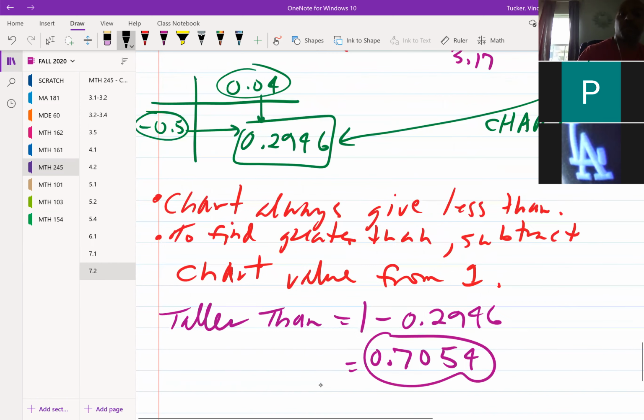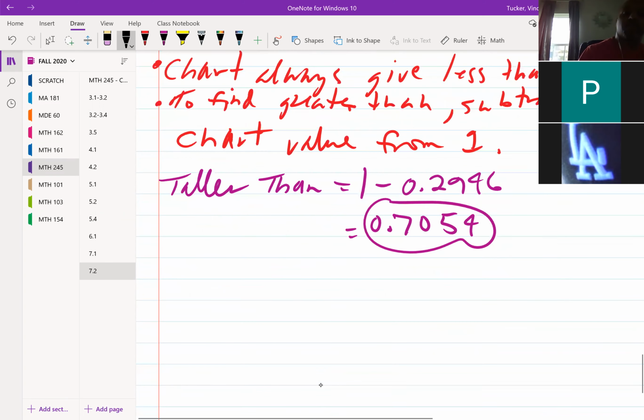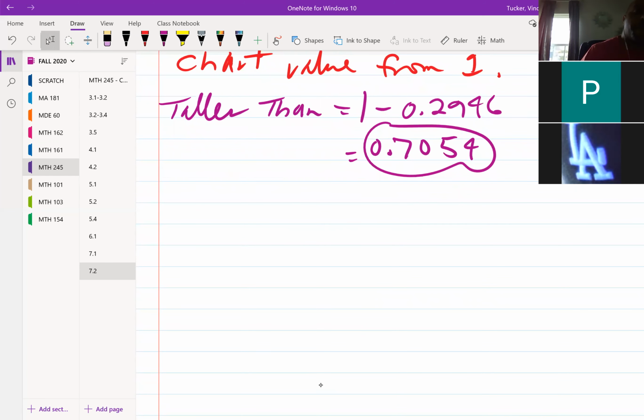All right. Mr. Tucker, the chart you pulled up, does that work for all the problems in this chapter or just? Yeah, it worked for all of them. Okay. All right, thank you. Not a problem.